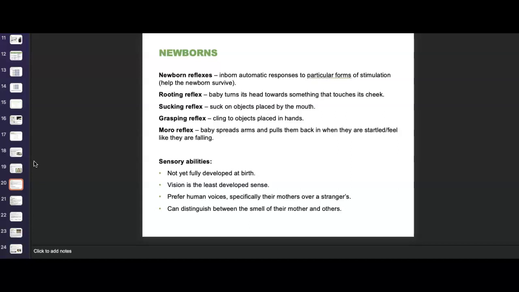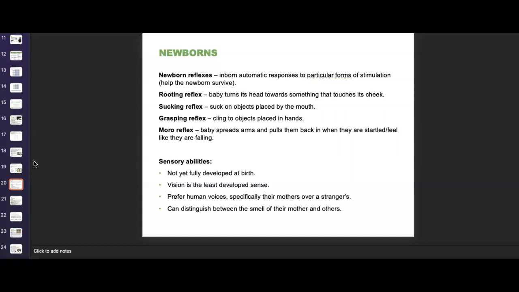The sucking reflex. They're able to suck on objects placed in the mouth. Their eyes could be shut. They could have never made a peep. But if you stick a little binky in their mouths, they automatically know to suck on it. It's what allows them to feed right away from the mother's breast.